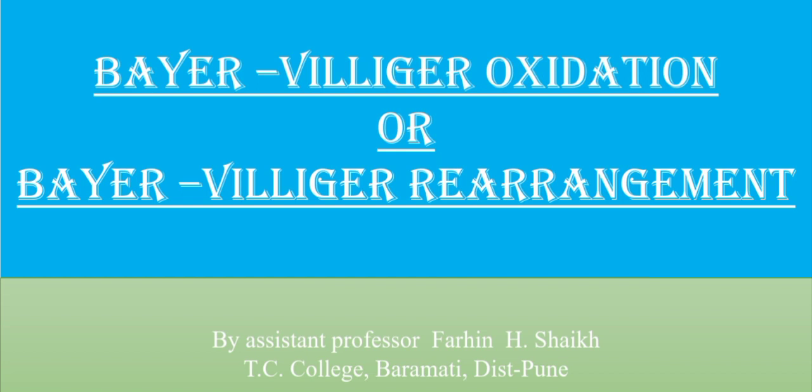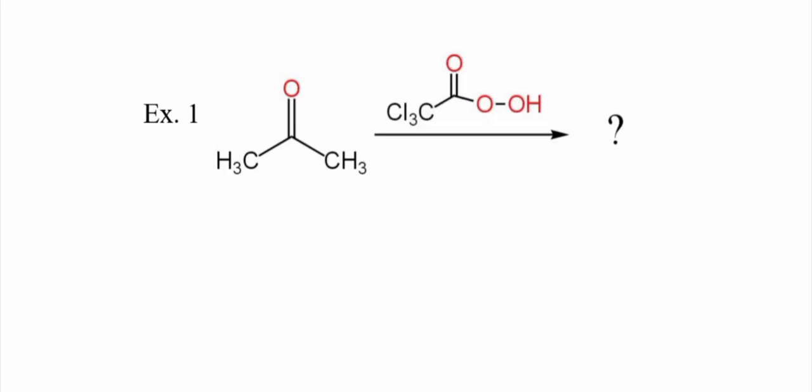So today we are going to start Baeyer-Villiger rearrangement. Let us start and see what is Baeyer-Villiger rearrangement. Here you can see a ketone and trichloroperacetic acid. Baeyer-Villiger rearrangement is the rearrangement of an aldehyde or ketone in presence of a peracid.